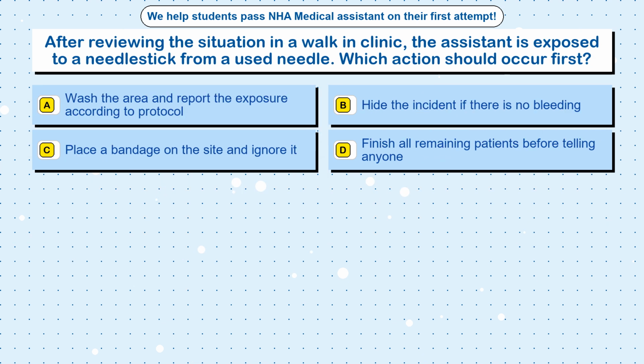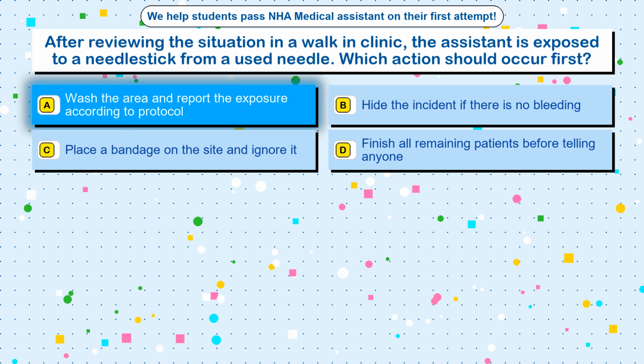Question 24. After reviewing the situation in a walk-in clinic, the assistant is exposed to a needle stick from a used needle. Which action should occur first? Option A. Wash the area and report the exposure according to protocol. Option B. Hide the incident if there is no bleeding. Option C. Place a bandage on the site and ignore it. Option D. Finish all remaining patients before telling anyone.